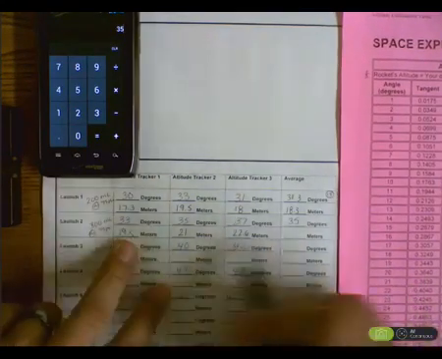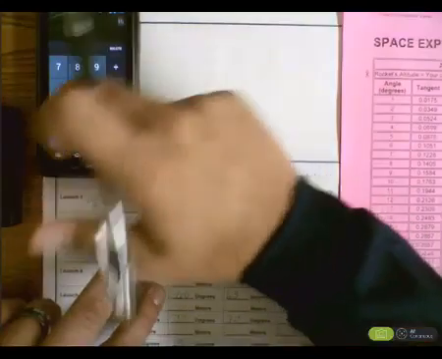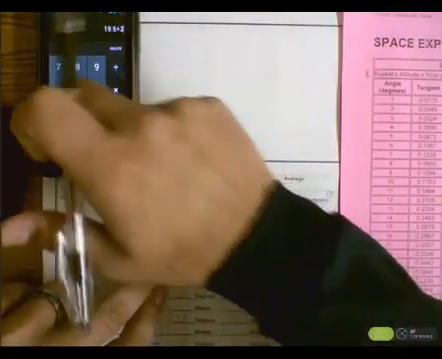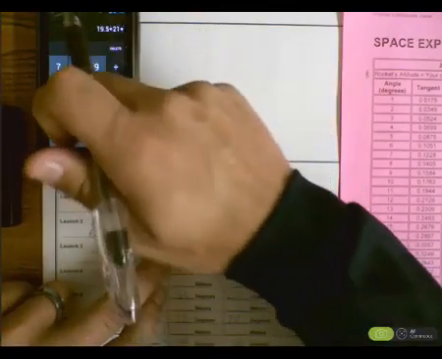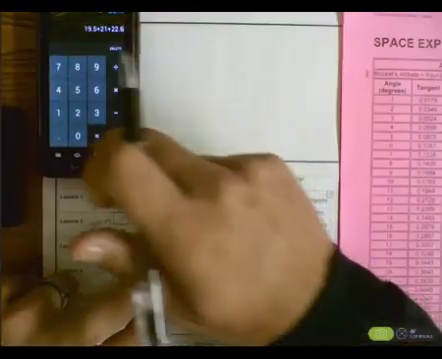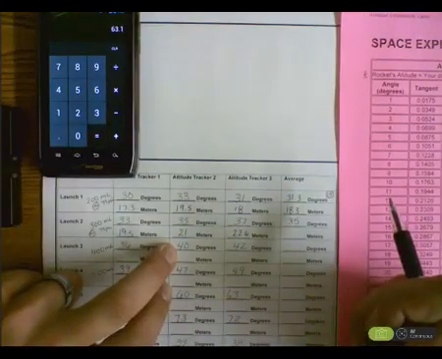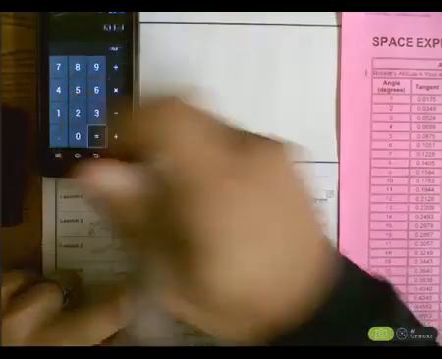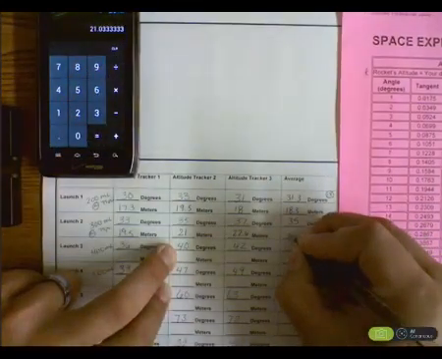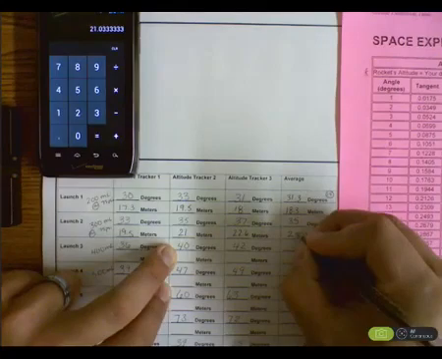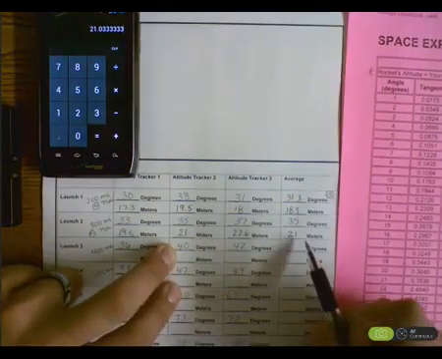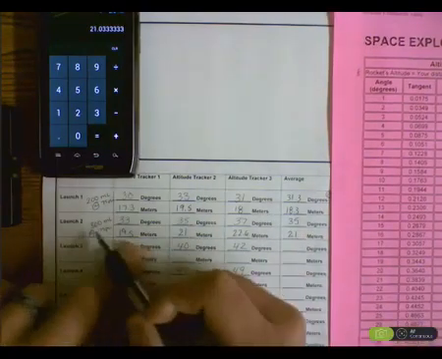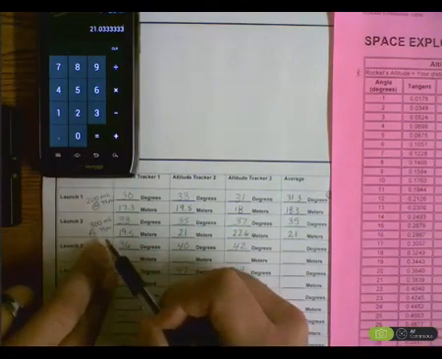Now let's find the average for meters. 19.5 plus 21 plus 22.6 equals 63.1, divided by 3 equals 21. So my average meters was 21 meters for 300 milliliters at 75 psi.